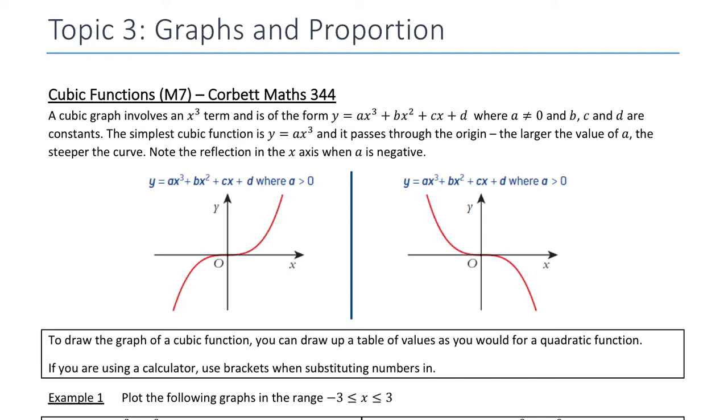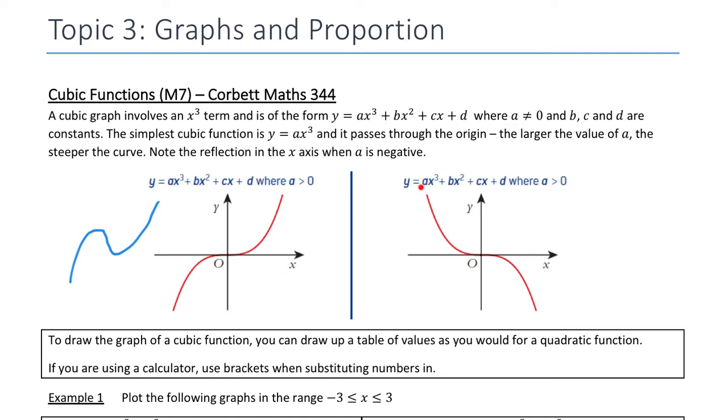It could also be slightly more extreme. By more extreme, it could have a maximum point and then a minimum point and then go on. So it could be like that. The negative version of that, so that one was when a was positive. So when this number is a positive number, so maybe 6x cubed.